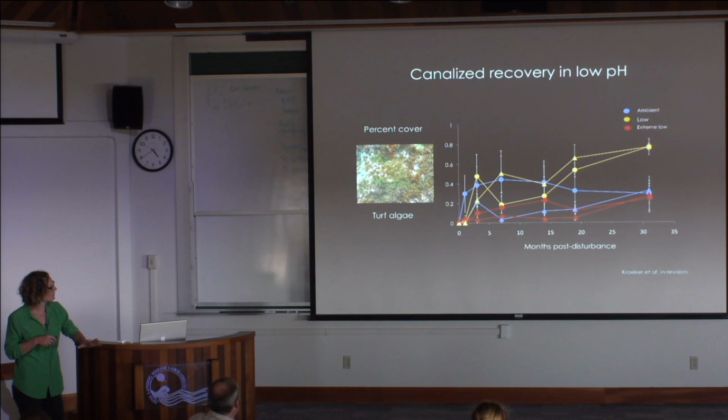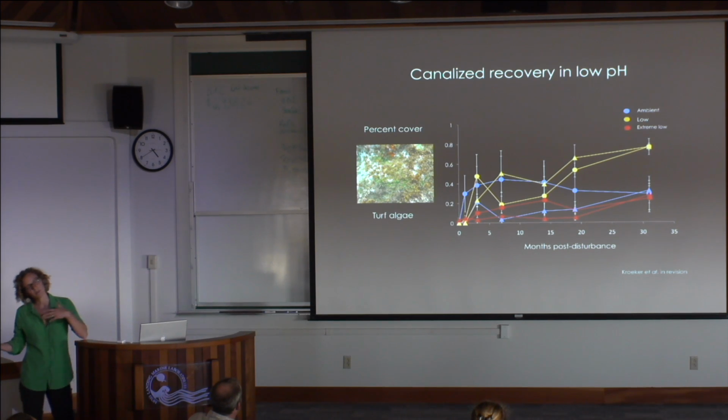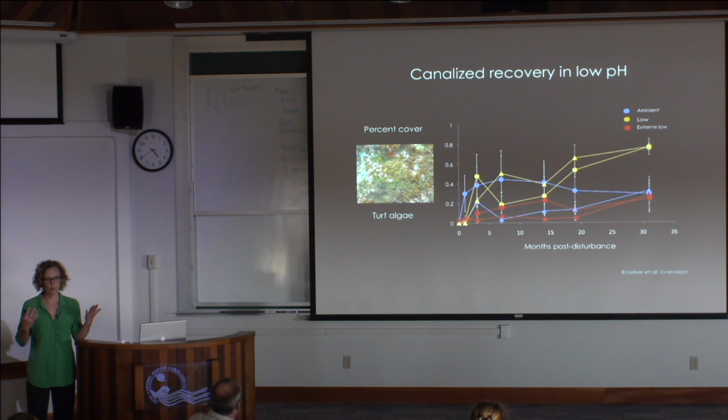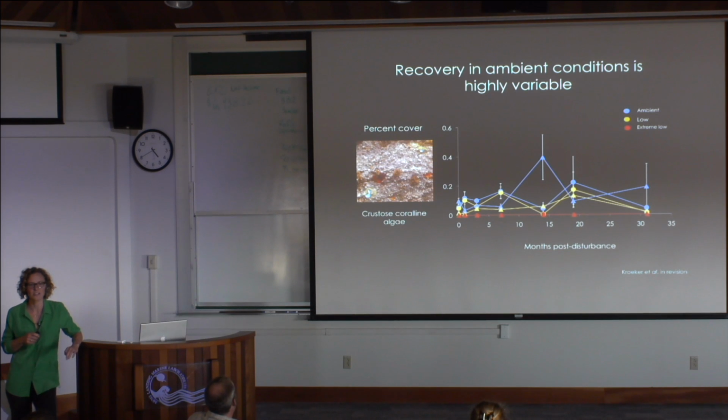In contrast, we see something different in the low pH zone. So again, there's a little bit of noise during these early stages of succession here, but we see this kind of canalized recovery where the community is converging on this really high abundance of turf algae through succession. So this suggests that when we're looking at both the benthos and the tiles, this may be a fairly robust pattern that we can expect to see with this increased competitive dominance of the fleshy turf algae in acidified conditions.